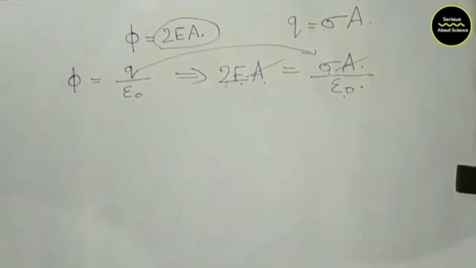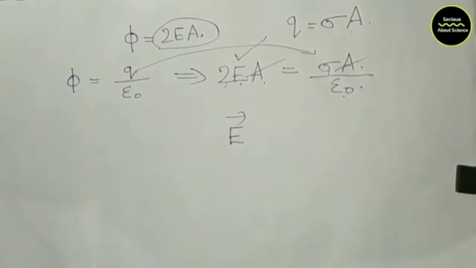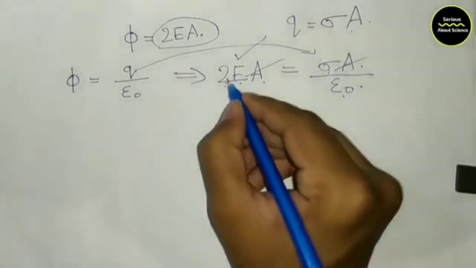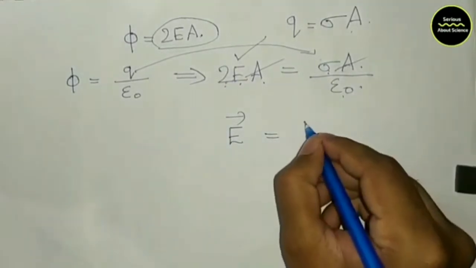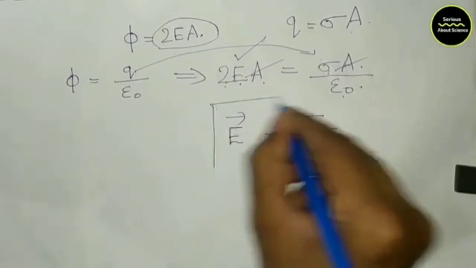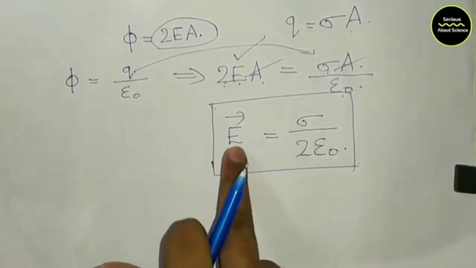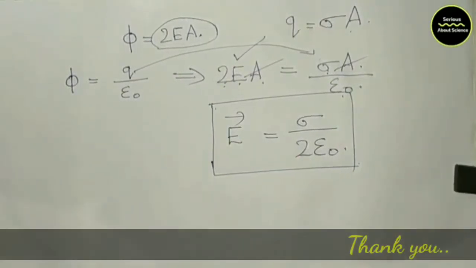So what is the value of electric field intensity? That is what our question is, and that will be your final answer also. E will be equal to sigma by 2 epsilon 0, since the 2 goes down. This is the final answer of our application number 2. The intensity of electric field due to a uniformly charged infinite plane sheet, E, will be equal to sigma by 2 epsilon 0, where sigma is the surface charge density.